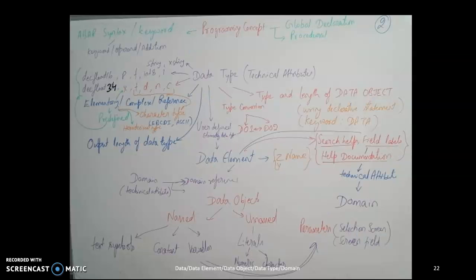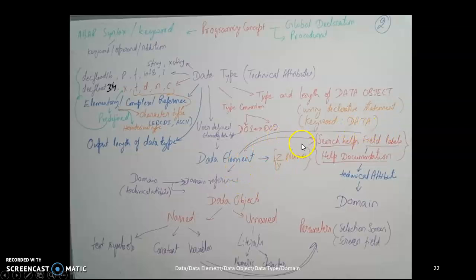So this is a broad overview of what we have discussed: data types can be classified as elementary, complex and reference, and elementary has predefined and user defined. If it is predefined, we have discussed this, and if it is user defined, it is a data element, in terms of Z name and Y name. From the type convergence and the data type you get a defined type and length of the data object, and this can then be declared by the declarative statement called DATA.